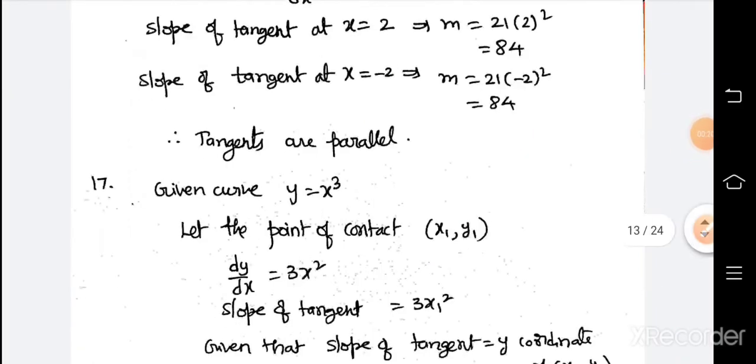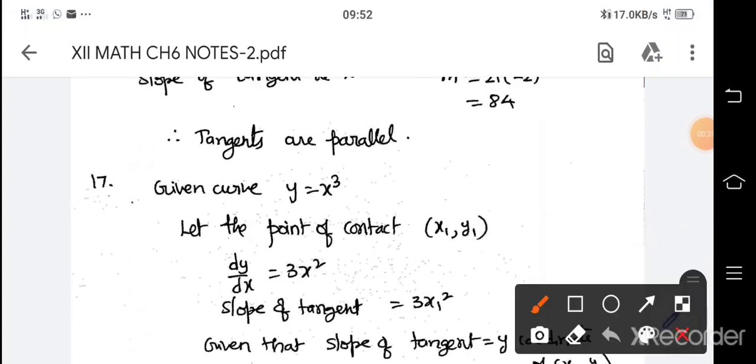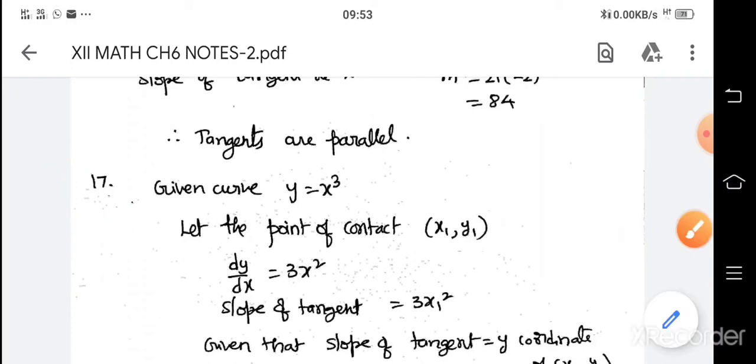Now let us see the 17th question. Question number 17, see the textbook. They are telling us to find the points on the curve y = x³ at which the slope of the tangent is equal to the y coordinate of the point. The slope of the tangent is equal to the y coordinate of the point. If you see the textbook, you will understand it.